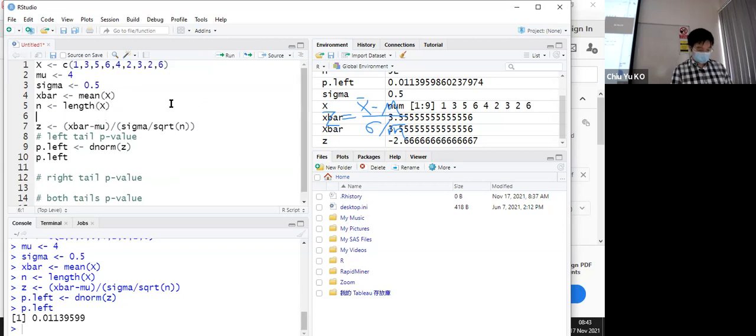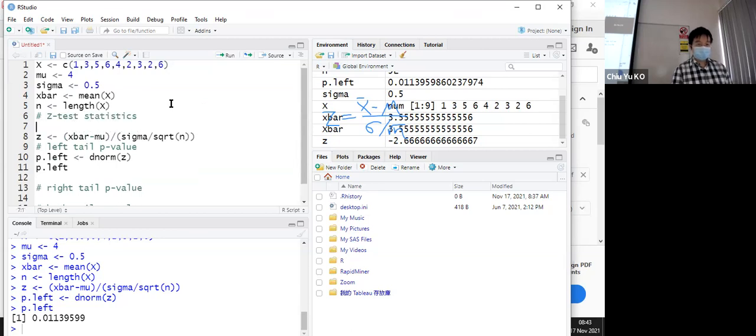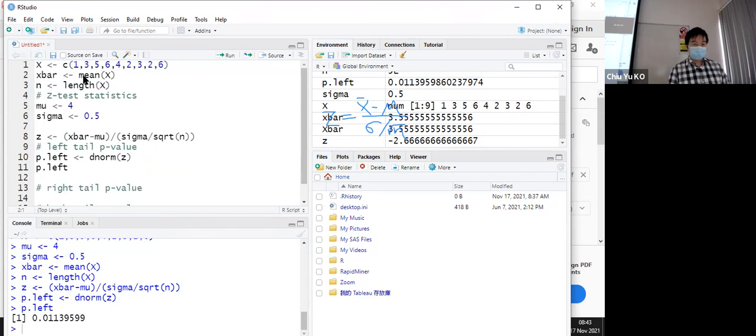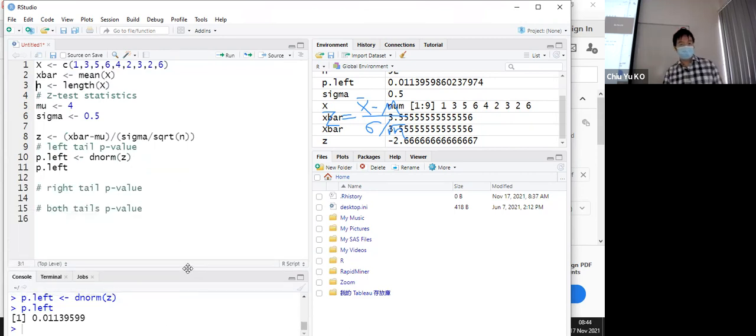So this is the test of this. Maybe I put the hypothesis here. That would be more elegant. Okay. So just reschedule everything. Lines 1 to 3 is the data, and we do the z-test statistics.